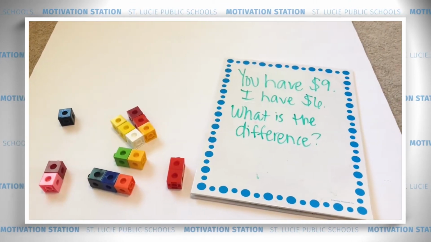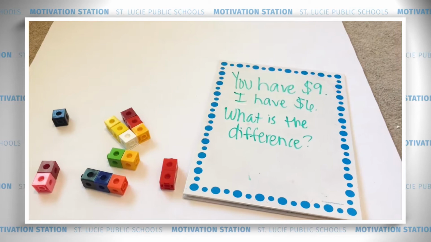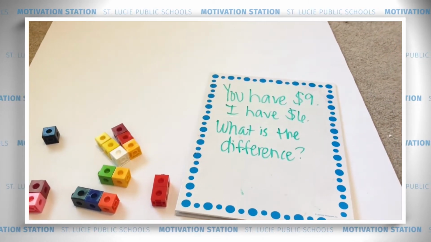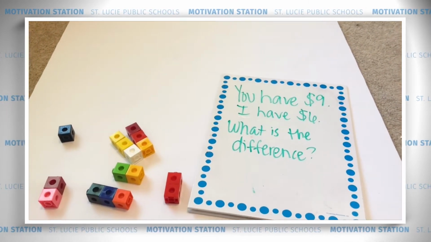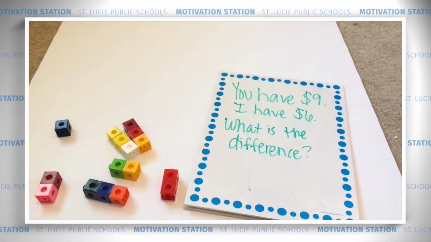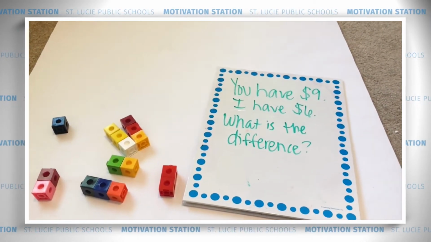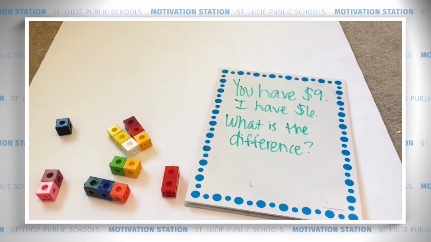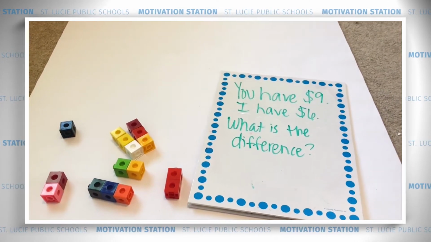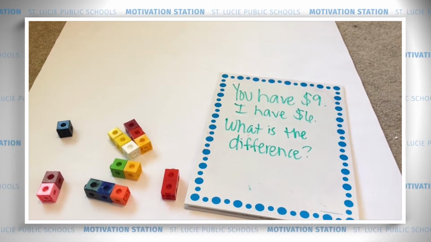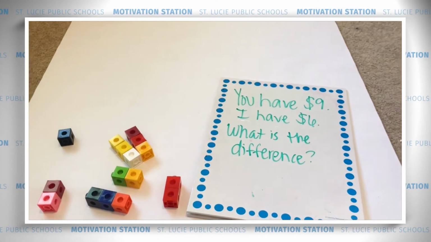Here is another type of subtraction problem, a comparing problem. So here it reads, you have $9, I have $6. What is the difference? In this subtraction problem, we don't remove or take away anything. We are comparing two amounts. We can show this with two cube trains.